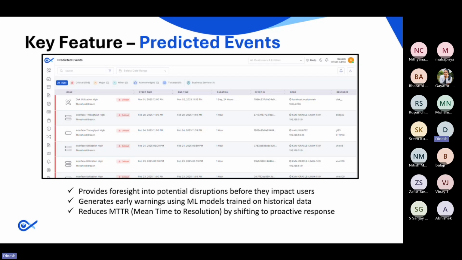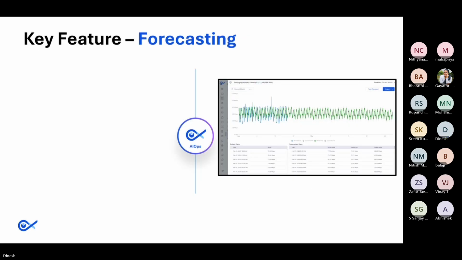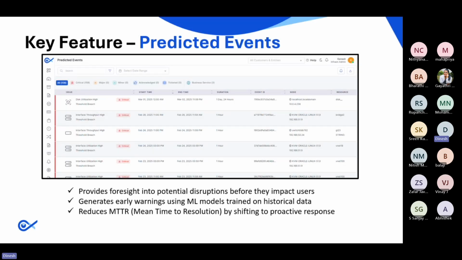So when we take a use case, a core switch shows increasing temperature and CPU spikes. Without AIOps, no alert is raised until a threshold is breached, and then a sudden device crash happens. But with our AIOps, it detects the abnormal trend deviation, plus it predicts the potential failure in the next 48 hours. AIOps does not just tell you something is wrong. It tells you something will go wrong, according to the predictive events. This is all about the predictive events.